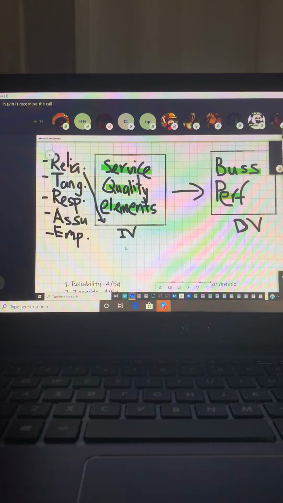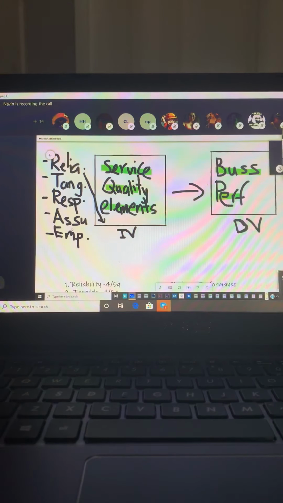Your research objective, basically, is that you want to study the impact of service quality elements on business performance. I repeat, your research objective is to study the impact of service quality elements on business performance. That is just the first research objective. You also have another 5.